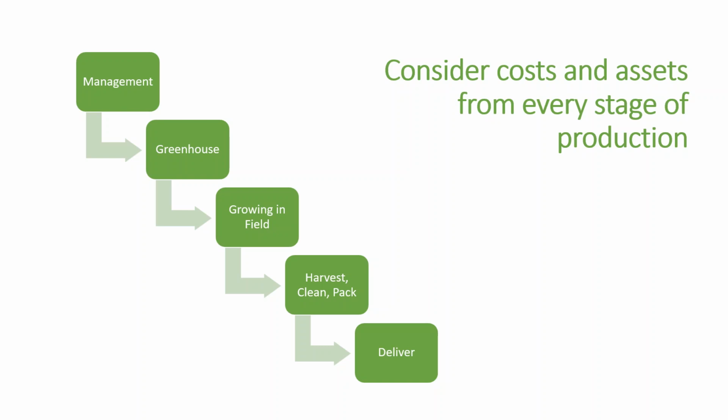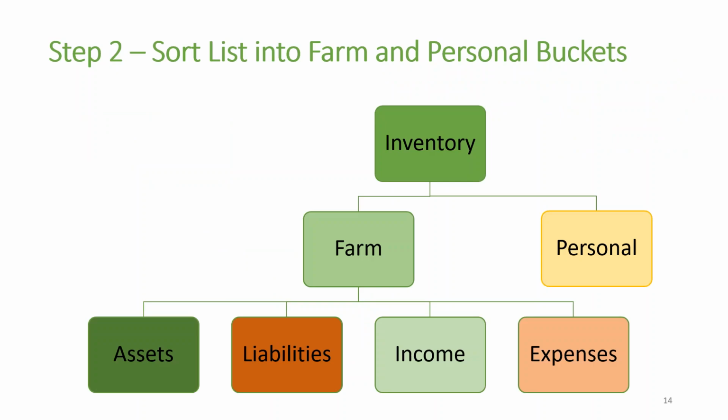And then also any costs that I had to deliver or market. So I sold at the farmer's market. So I had fuel expenses, I had insurance expenses for the vehicle that I used, I had supplies that I used for the farmer's market booth, I had my farmer's market vendor fees. So then sort all of those items that you collected in your inventory into your farm and personal buckets, and then split that even further into assets and liabilities and income and expenses.